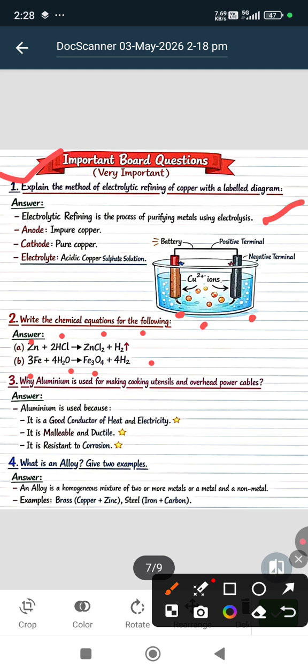Why is aluminum used for making cooking utensils and overhead power cables? Aluminum is used because it is a good conductor of heat and electricity, it is malleable and ductile, and it is resistant to corrosion. Fourth question, what is an alloy? Give 2 examples. An alloy is a homogeneous mixture of 2 or more metals, or a metal and a non-metal. Examples: brass is copper plus zinc, steel is iron plus carbon.